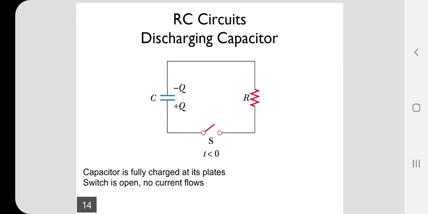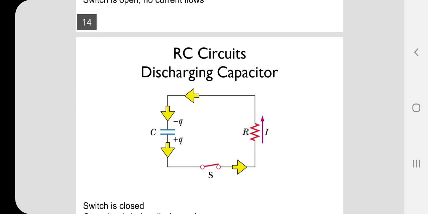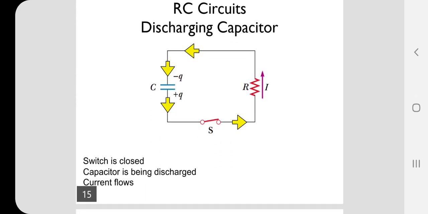Coming to the discharge, when the capacitor is fully charged and the switch is opened, the capacitor is fully charged, the switch is open, and no current flows through this. Automatically there is no current because the switch is open, an open circuit. Therefore the current is 0 at t less than 0, that means before switching the time. So this is the discharge, how it should be.